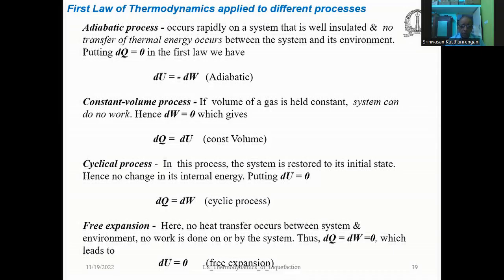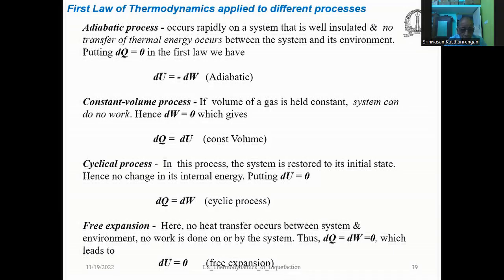In a constant volume process, obviously there cannot be any work, and therefore dW is equal to 0. Whatever heat input you are giving goes to the change in internal energy. Therefore dQ is equal to dU. For a cyclic process, the internal energy change will be equal to 0. That is, the gas goes from one state to another and comes back to the same position. Therefore dU is equal to 0, which means dQ is equal to dW.